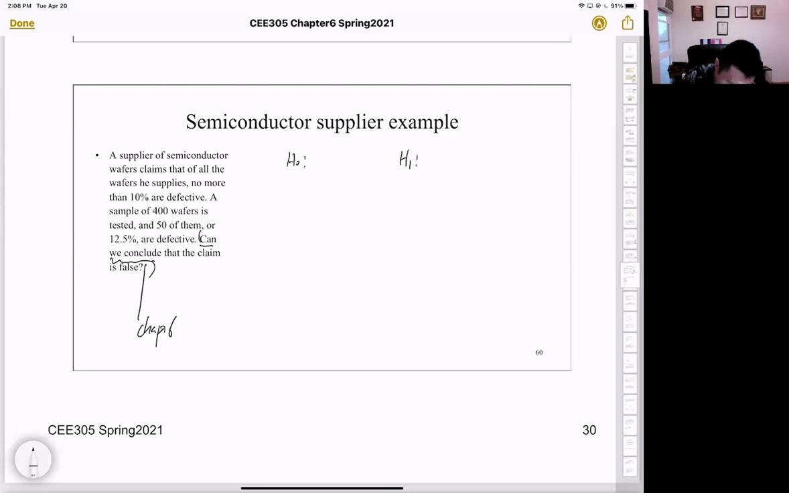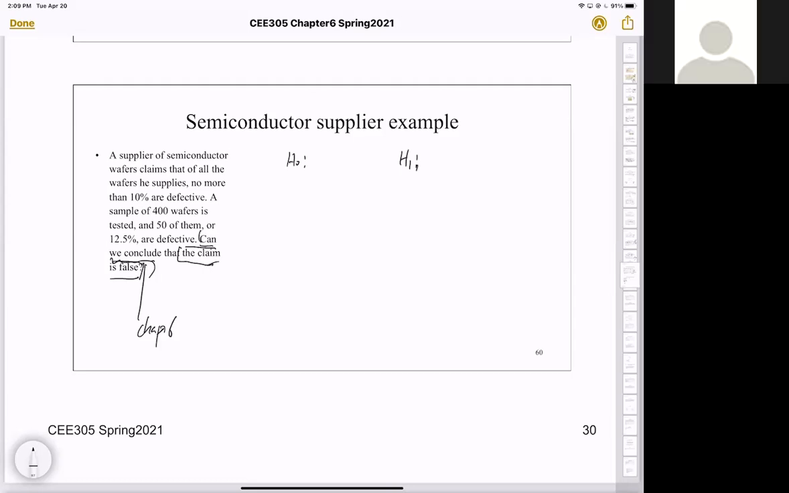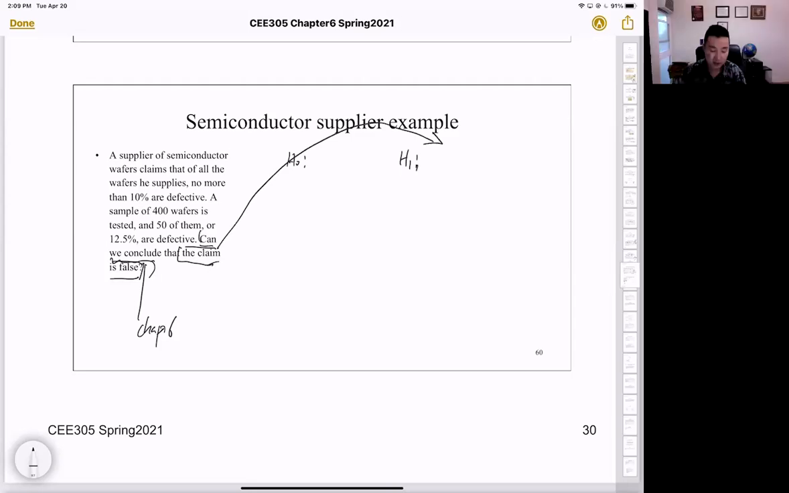Okay, so as I mentioned before, whatever the question asked will be H1. So the question asks, can we conclude that the claim is false? The claim is false will be H1.